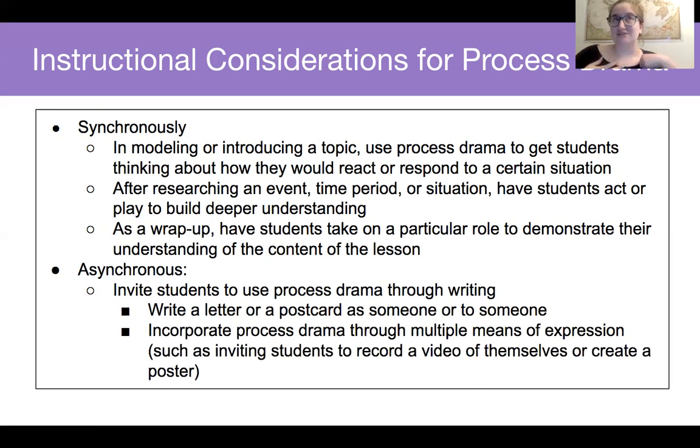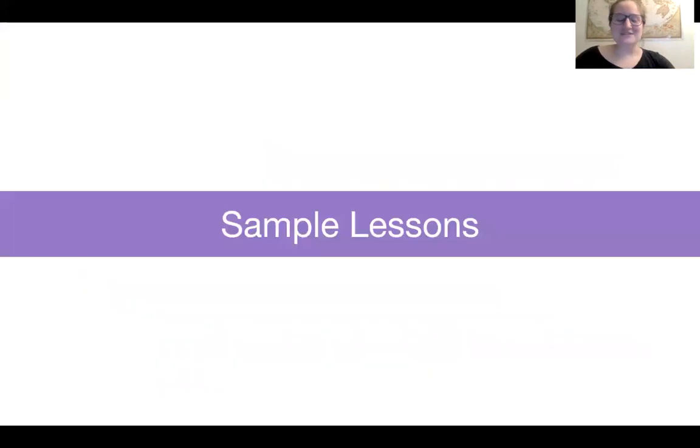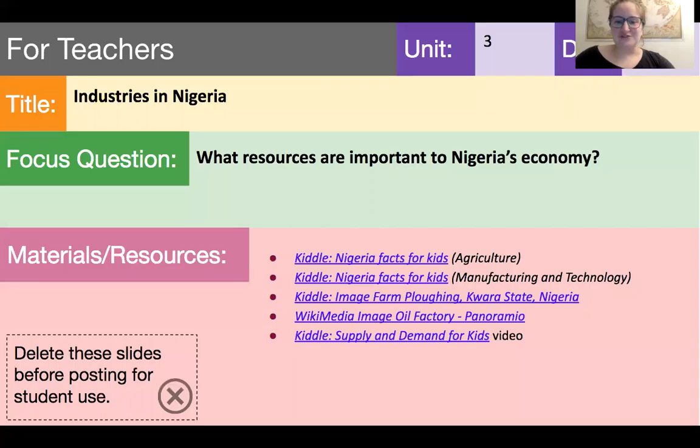So you might ask students to record a video of themselves or create a poster or create a song, something that really activates those creative muscles in your kids. Here are some sample lessons in the third grade social studies curriculum that have process drama in them. So the first one is a lesson on industry in Nigeria, looking at Nigeria's economy.